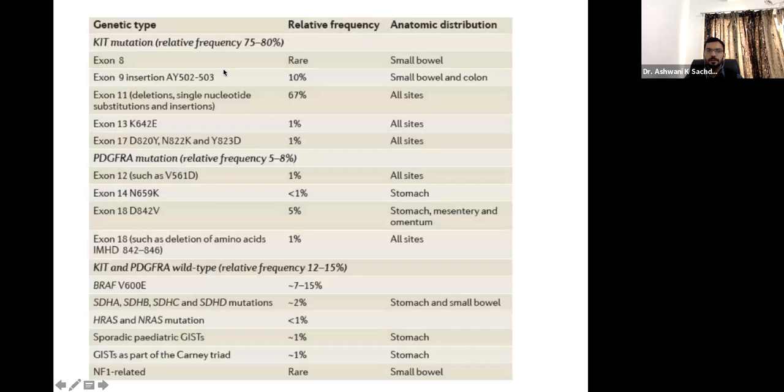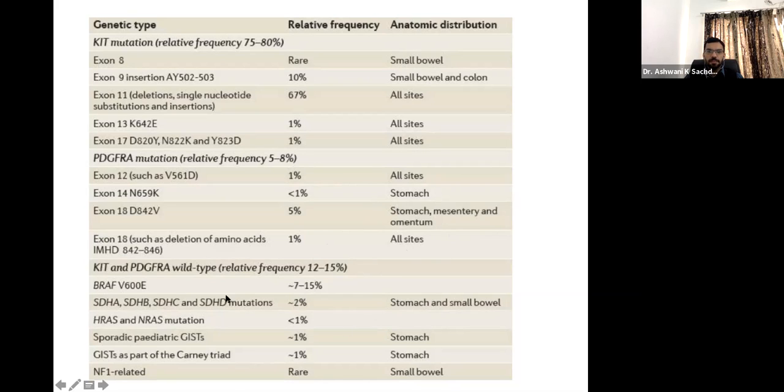So revising our genetic mutations, KIT mutation is present in about 70 to 80%, and most common mutation is in the exon 11, and it does not have any predilection for stomach or small bowel. Exon 9 mutation is next common in about 10%. They are more common in small bowel and colon. Okay. So other mutations are less common. PDGFR mutations, among this, the most common is D842V mutation in exon 18, and they are more likely to be present in the stomach, mesentery and omentum, less likely in the small bowel.